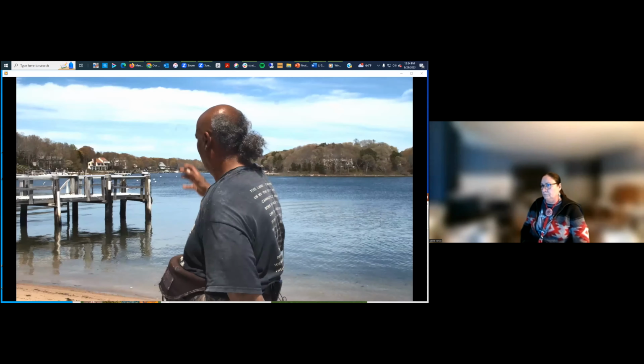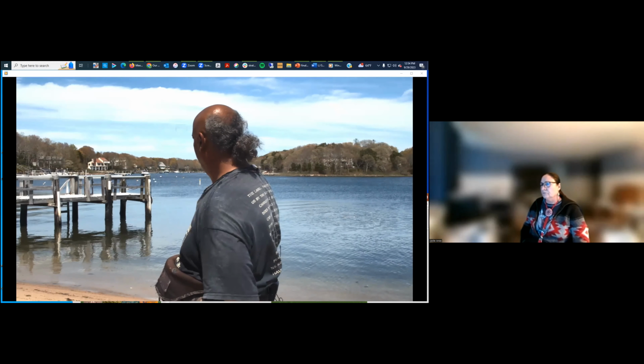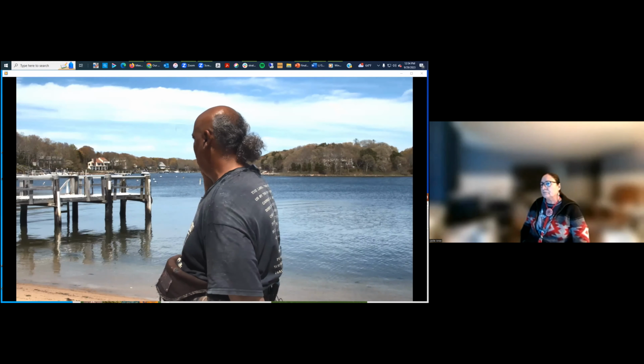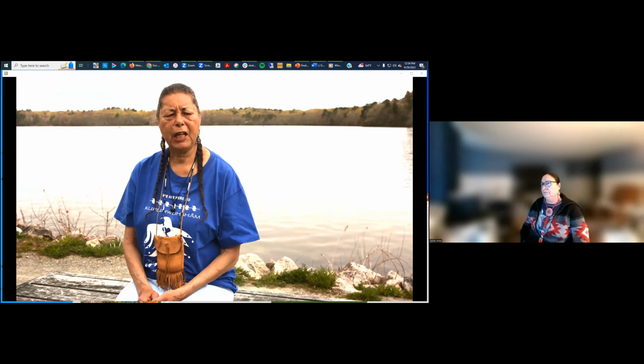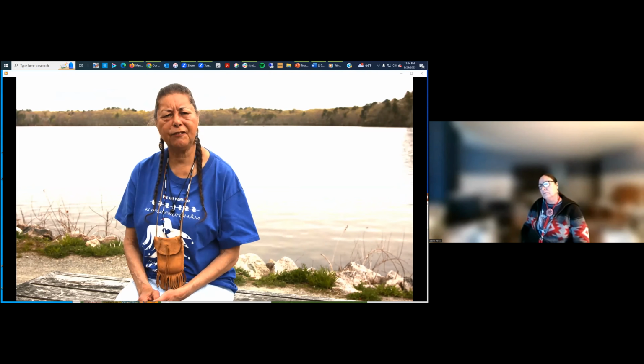So years ago, there was hardly any docks here. There was fish here galore. Well, we have to go back to a sustainable type of living, more so than what we have been doing. We've been in the old world for so long that we have forgotten how to live a sustainable life.